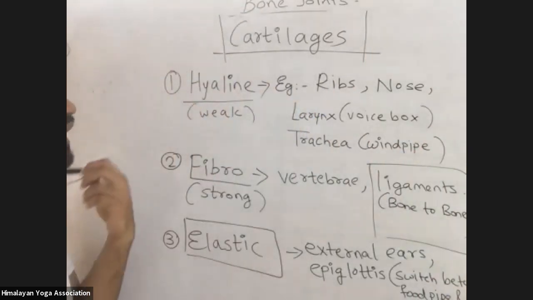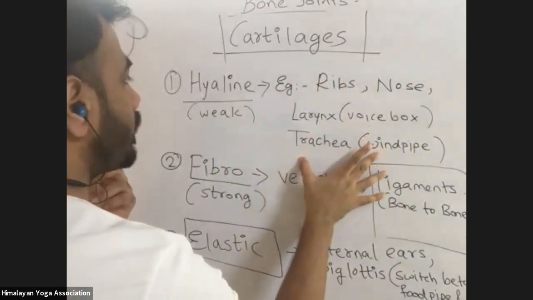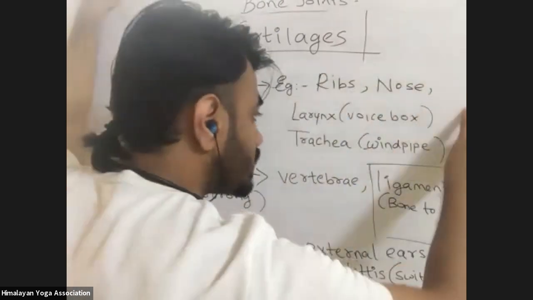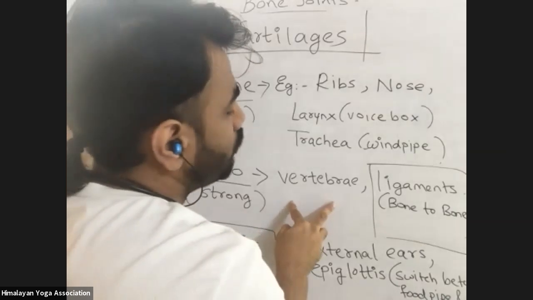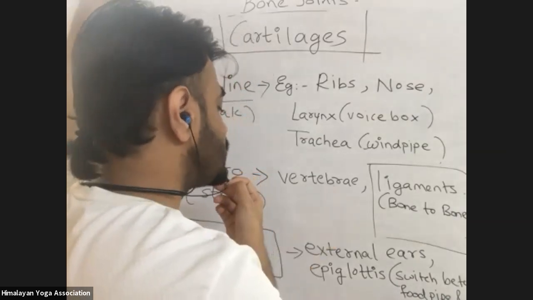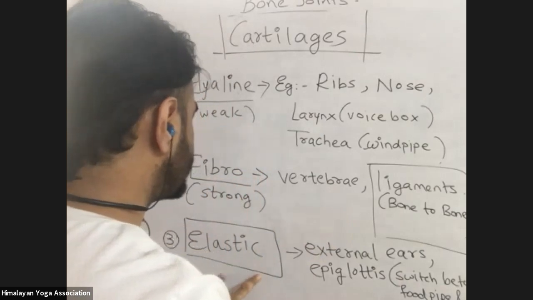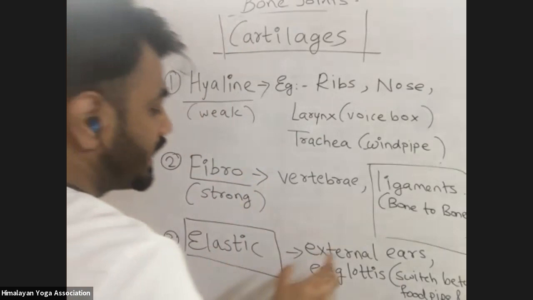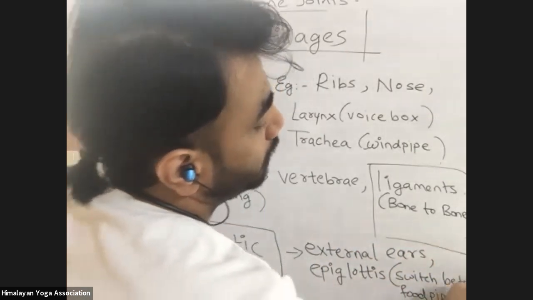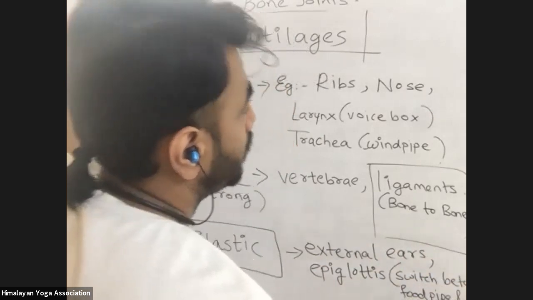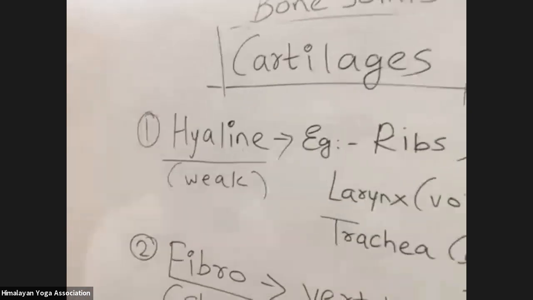So we have seen today certain types like hyaline cartilage, which is found in ribs, nose, larynx or windpipe. Also, it is found in the bone joints in our body. Fibrocartilage is strong in nature. Where do you find it? In your vertebrae and in your ligaments. That means the connection between one bone and another bone. The third type of cartilage is elastic in nature, and elastic cartilage is mostly found in the external part of your ear and also in your epiglottis, between the food pipe and windpipe. Got it? These are the cartilages you will see over here. Have a look one time.